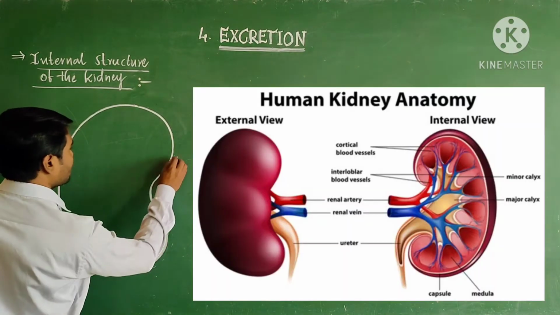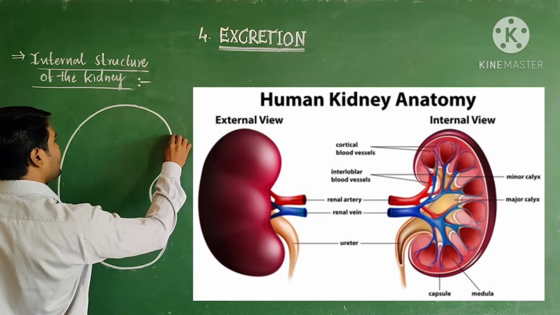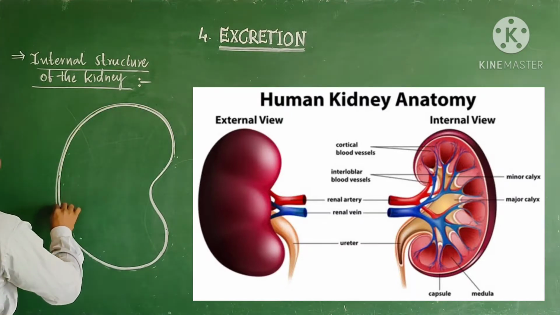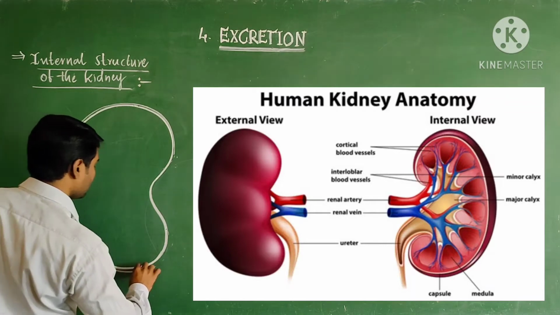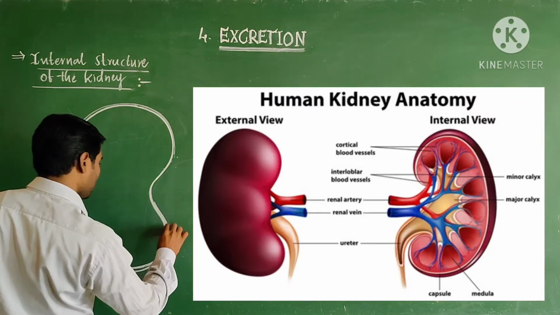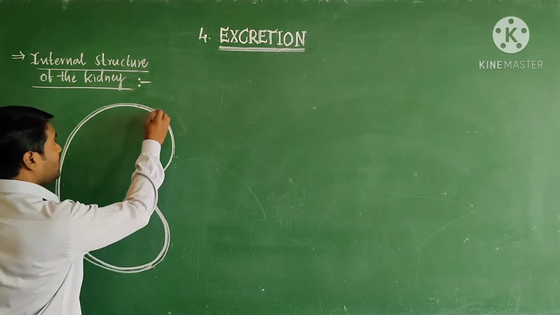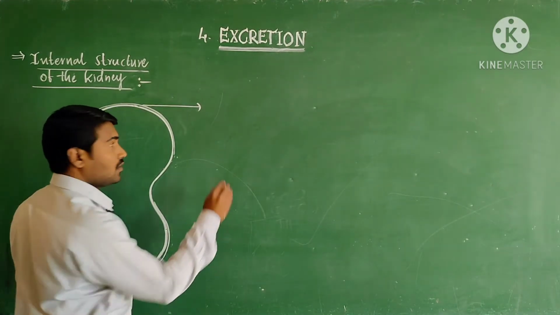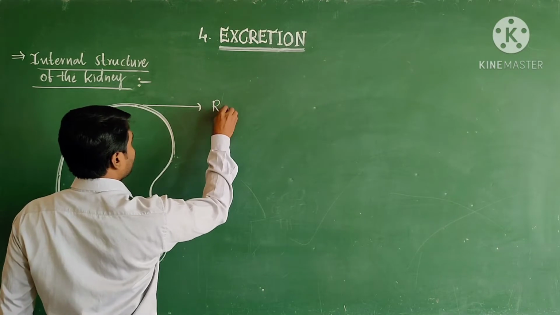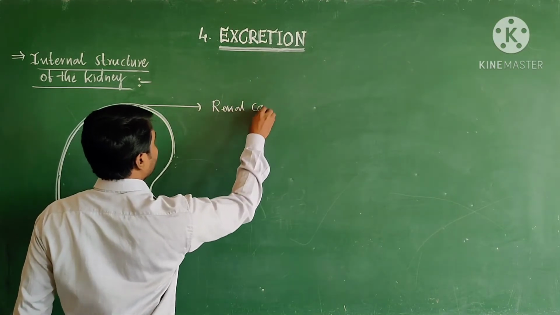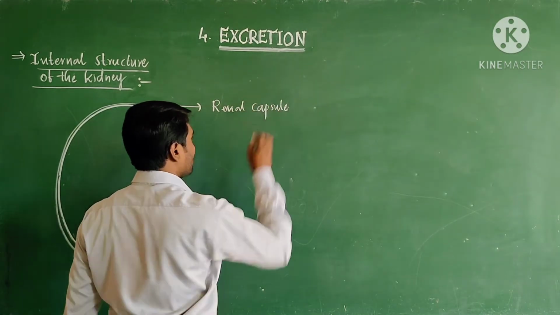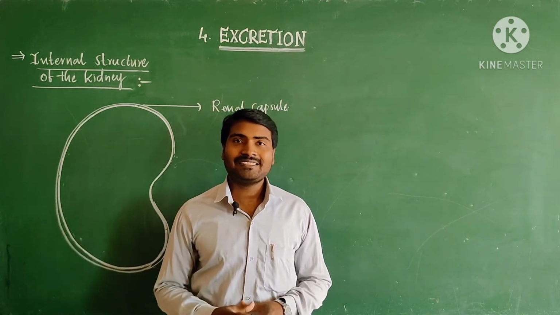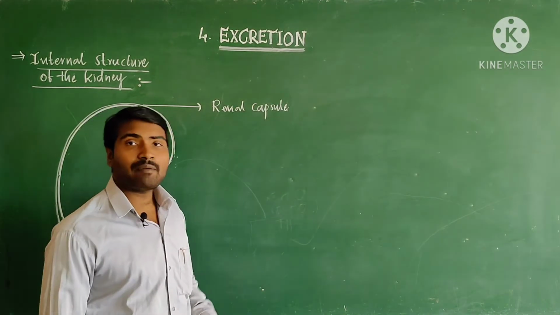As we know, the kidney is covered with a hard fibrous layer. This outermost fibrous layer is known as the renal capsule. So the kidney is covered with a tough fibrous layer that is called the renal capsule.